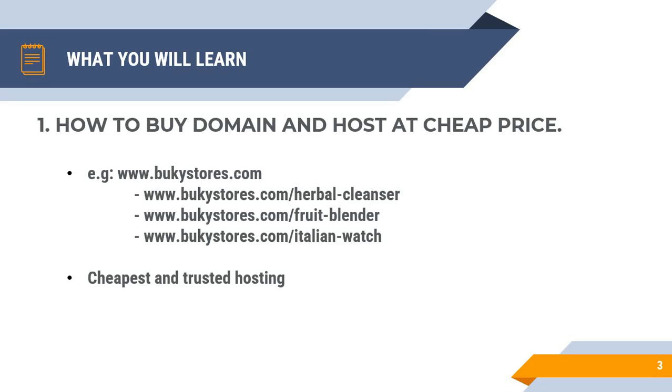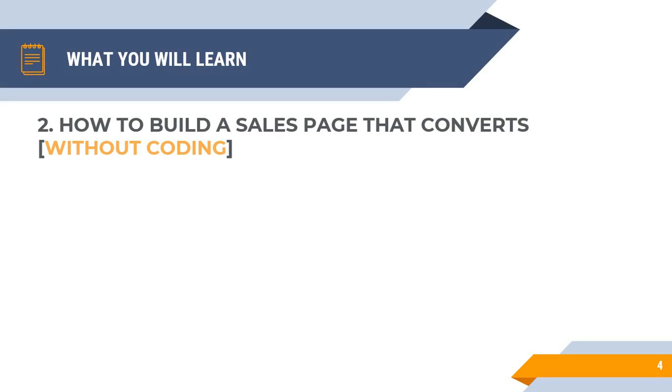So for instance, you can have bookiestores.com/eba cleanser. You can have bookiestores.com/fruit blender, bookiestores.com/Italian watch. You can also have a cheap and trusted web hosting that you can use to build your website. So the next is how to build a sales page that converts.